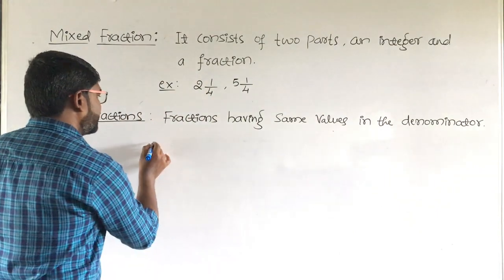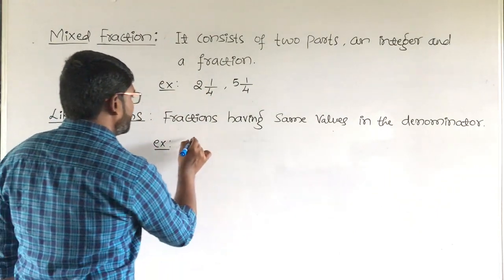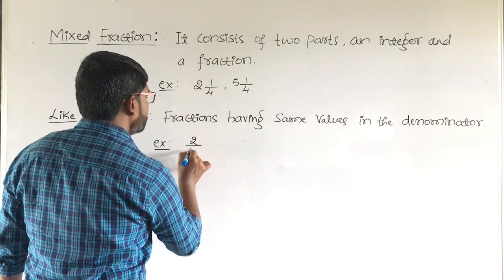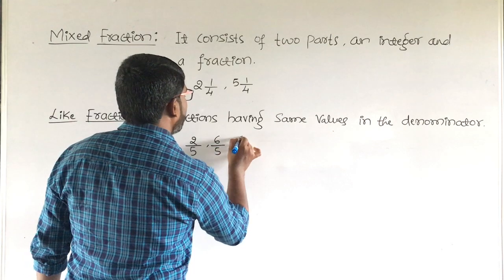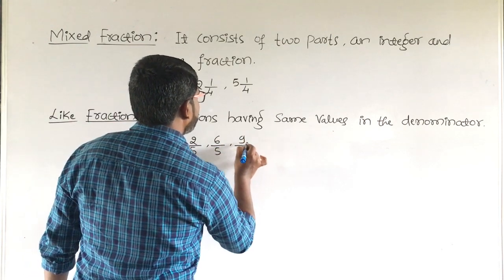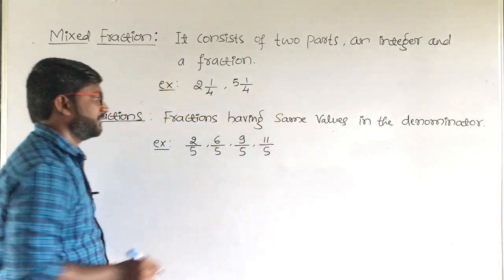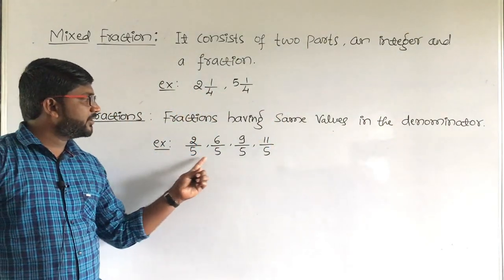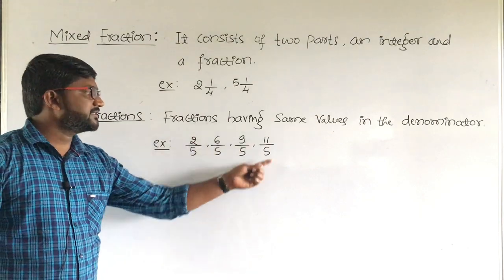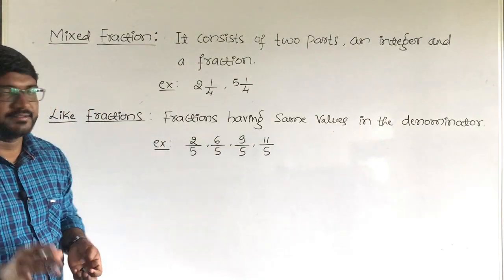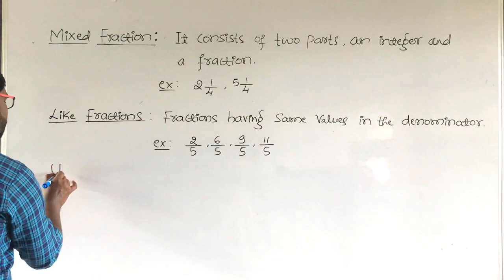So for example, see here 2 by 5 and then 6 by 5, 9 divided by 5 and then 11 divided by 5 and so on. See here, in the denominator we have the same values. So all these fractions are like fractions. The next type is unlike fractions.